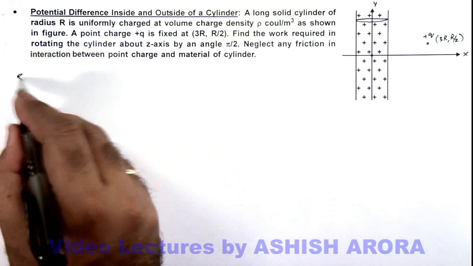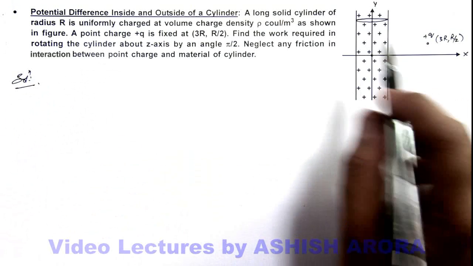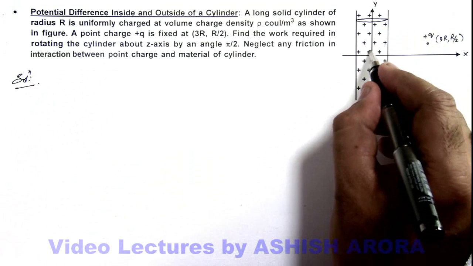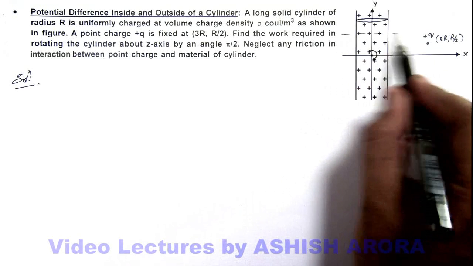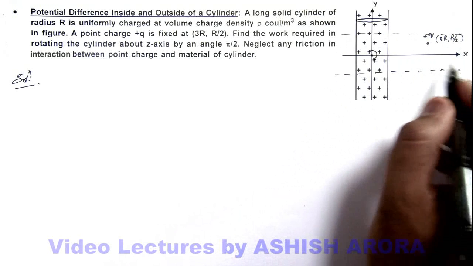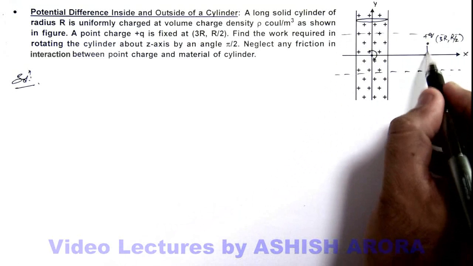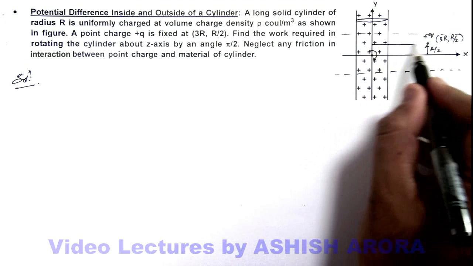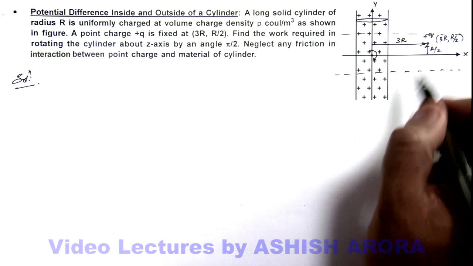So here in the solution, if I consider this direction outward as the z-axis, and we rotate the cylinder by an angle pi by 2, the final situation of the cylinder would be this, and the point charge plus q will be at an interior point of the cylinder in the final state, at a distance r by 2 from its axis, whereas right now it is located at a distance 3r from the axis of the cylinder, at an exterior point.